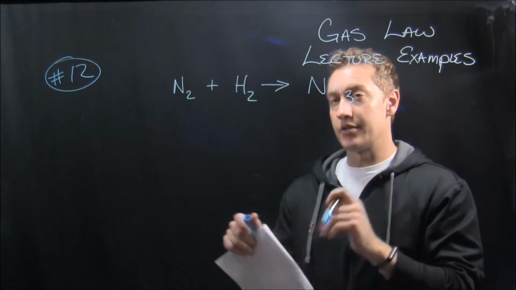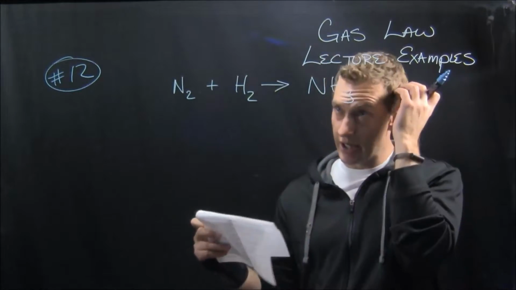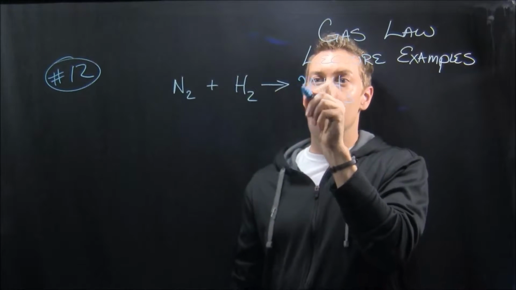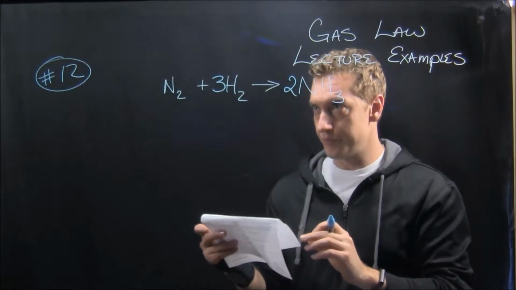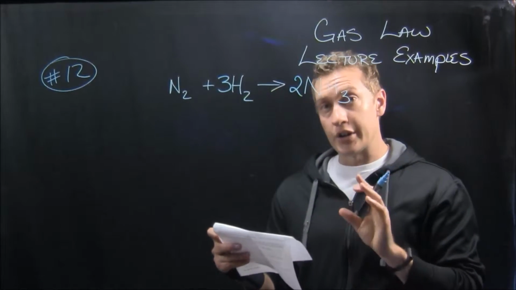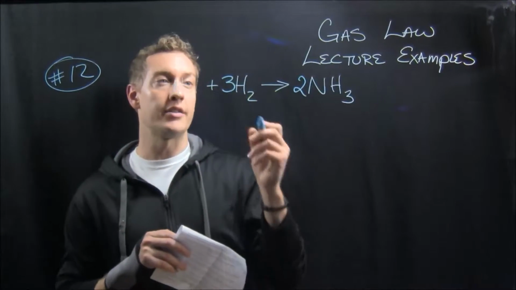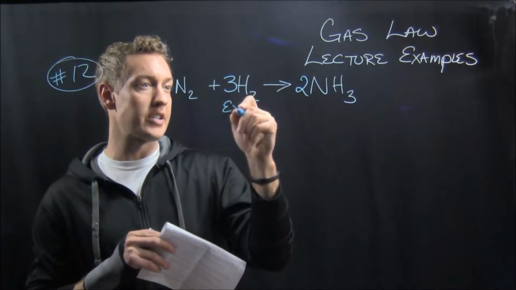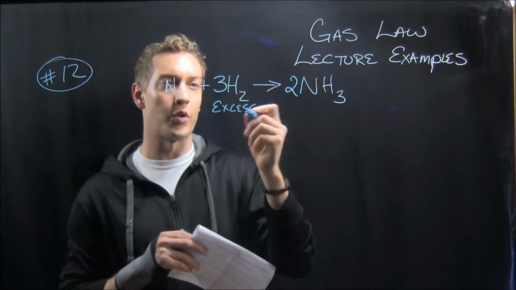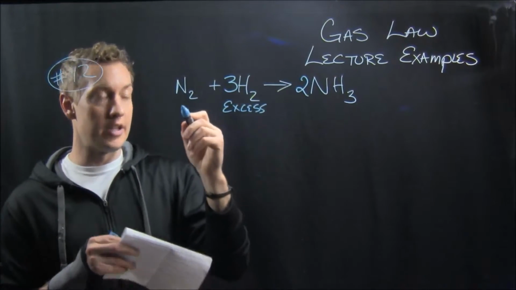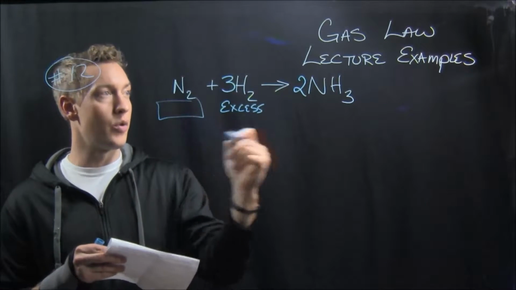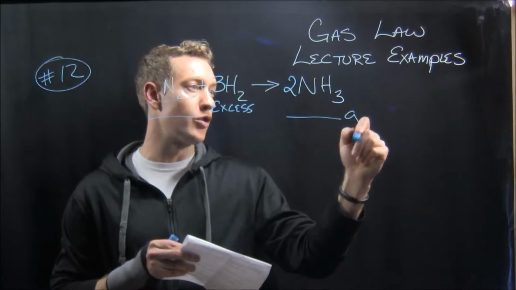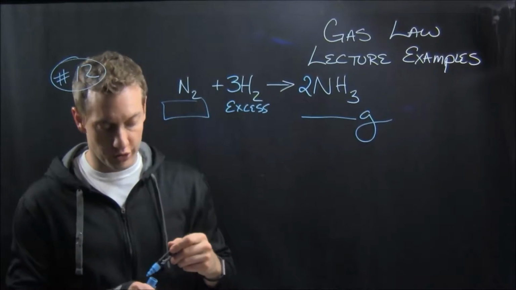And you balance that. We've seen this equation lots of times. 2 on the ammonia, 3 on the hydrogen. The question is nice. It tells us that hydrogen is the excess reactant, so we don't have to worry about hydrogen. And then from the parameters given about nitrogen, we are going to find how many grams of ammonia are formed.